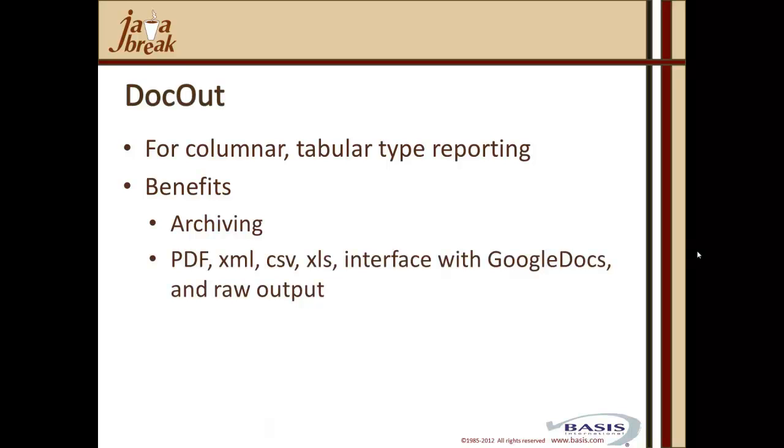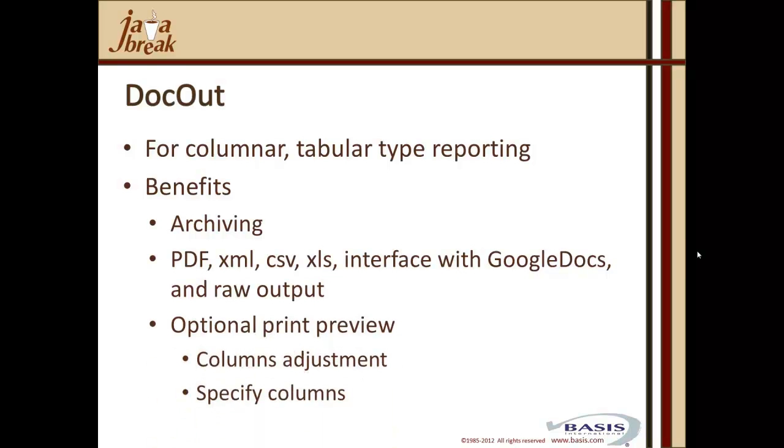Similarly, the output types are embedded within the DarkArt object: PDF output, XML, CSV, XLS, and the interface to Google Docs, along with the ability to present raw output, should you still decide to use a third-party tool to manipulate that output. And you have optional print preview where you can do the column adjustment and you can specify the columns that you wish to have shown.